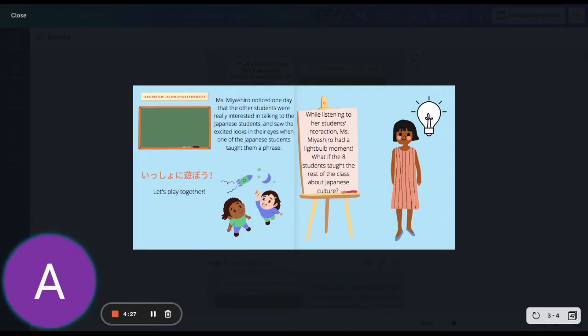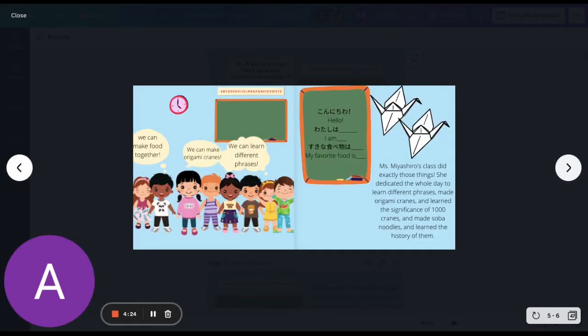What if the 8 students taught the rest of the class about Japanese culture? We can make food together, we can make origami cranes, we can learn different phrases, said the students. Miss Miyashiro's class did exactly those things. She dedicated the whole day to learn different phrases, made origami cranes, and learned about the significance of 1,000 cranes, and made soba noodles and learned the history of them.